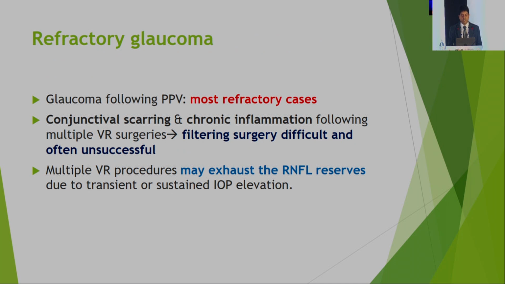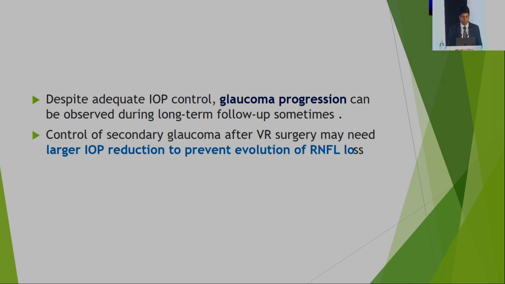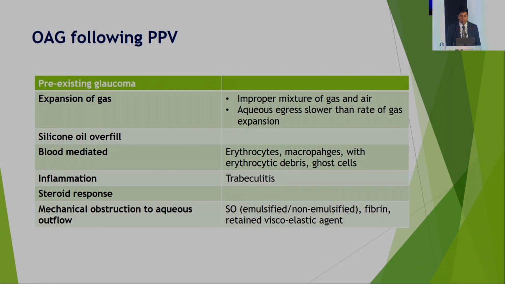There is associated conjunctival scarring and chronic inflammation following multiple surgeries. This leads to difficulty with the traditional filtering surgery, which is often unsuccessful. And also, multiple surgical procedures can exhaust the RNFL reserves due to transient IOP elevation either during the surgery or sustained IOP elevation in the immediate post-op period. So despite adequate IOP control, glaucoma progression can be observed even during long-term follow-up in these cases, and control of secondary glaucoma in these eyes after surgery may need a larger IOP reduction compared to a normal glaucoma case to prevent progression of the RNFL loss.